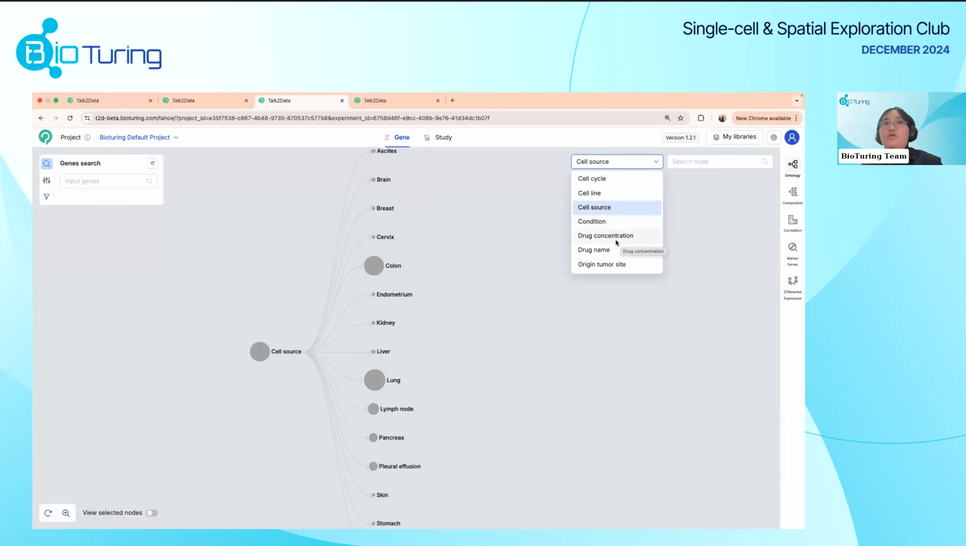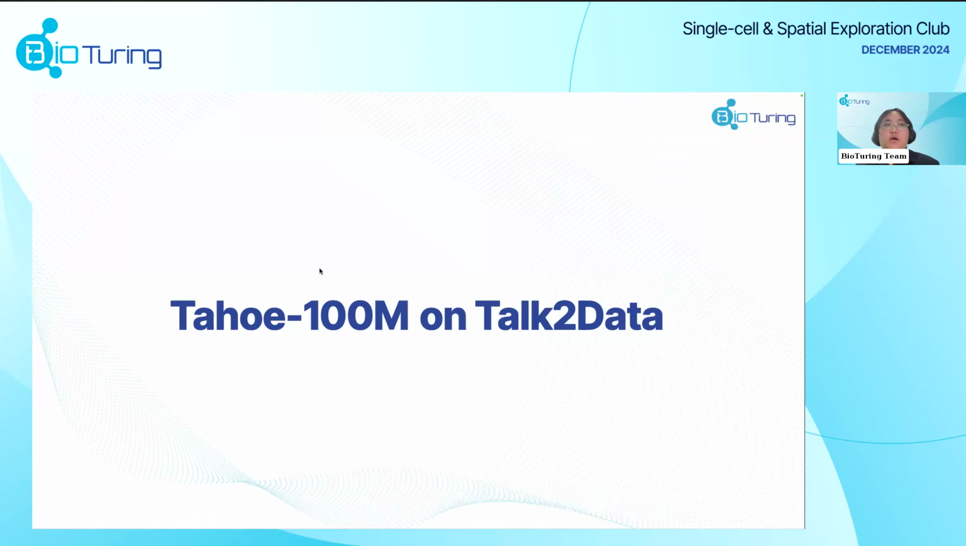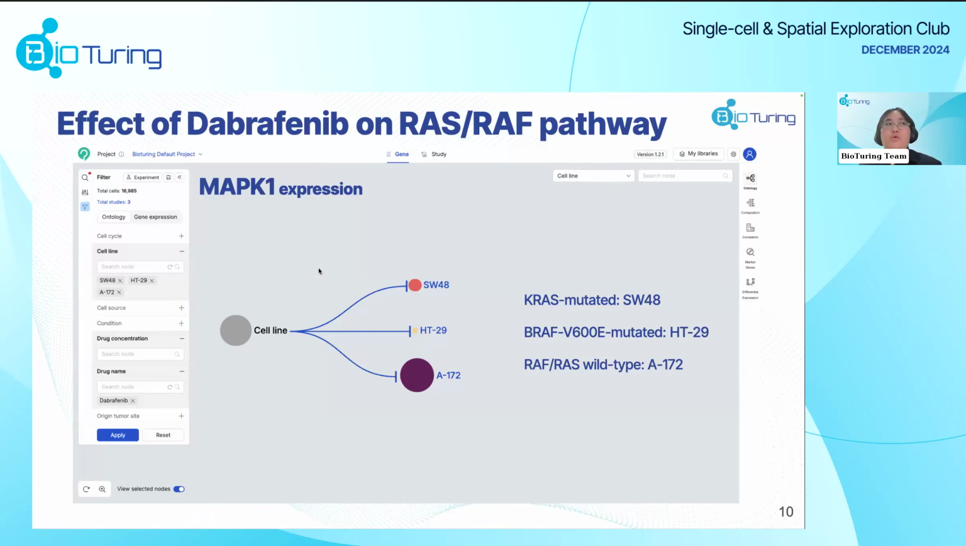And then next, we'll see two things related to drug: the drug concentration and the drug name. Last but not least, we have the origin tumor site. It can be either the primary tumor site, or the site of metastasis, mainly lymph node in this case. And you can query the gene across different cell lines and different kinds of drugs. You can combine different metadata criteria to explore the dataset. But let me use an actual use case for you. So this is Tahoe 100 million.